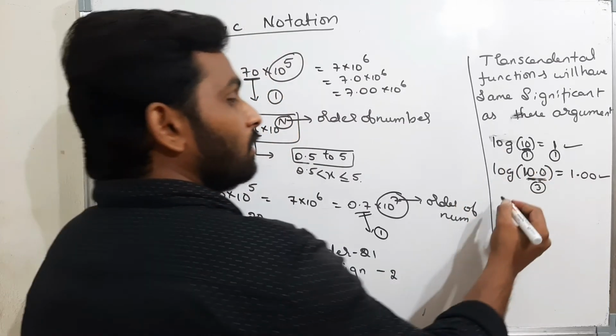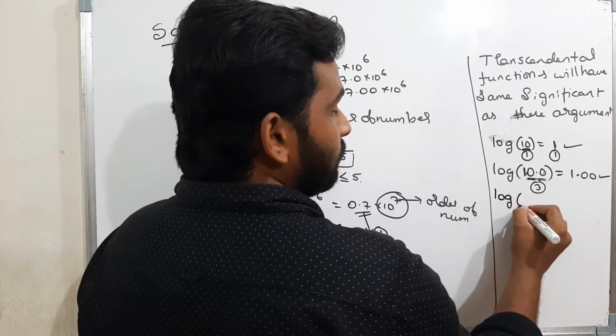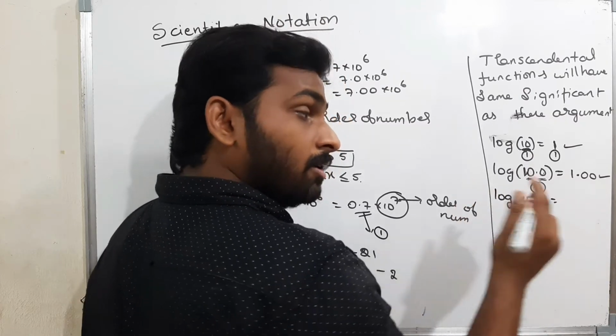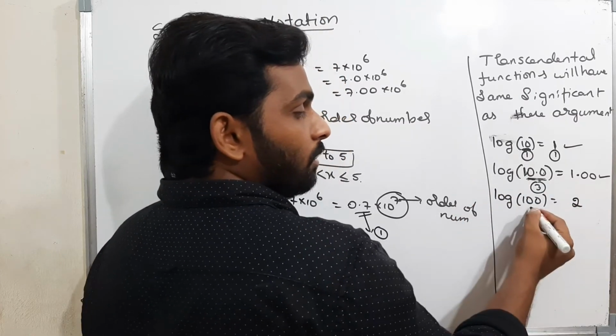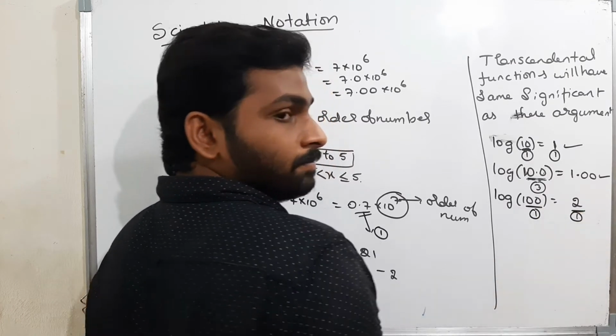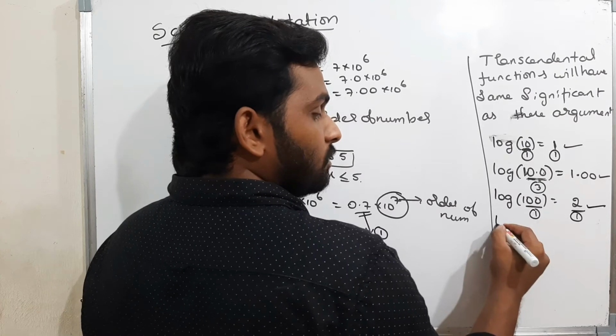Now we'll see one more thing. Now we'll take log 100. What is the value of log 100? Log 100 is nothing but 2. The number of significant figures is 1. Here the number of significant figures is 1. Therefore this is right.